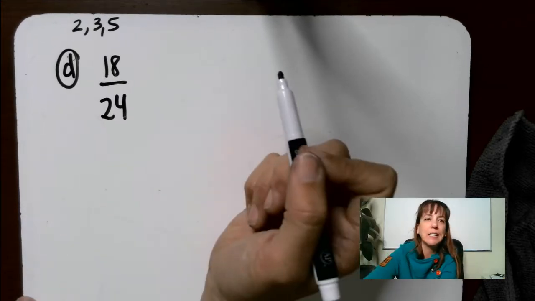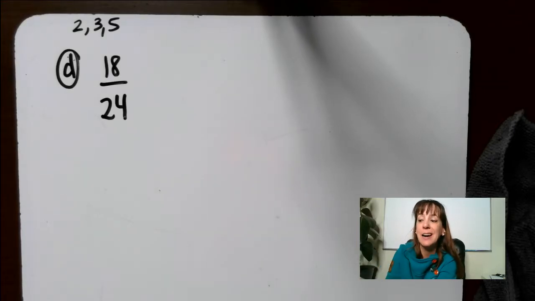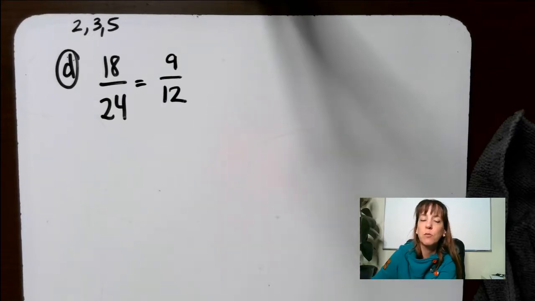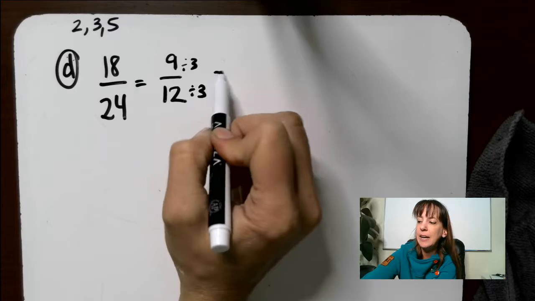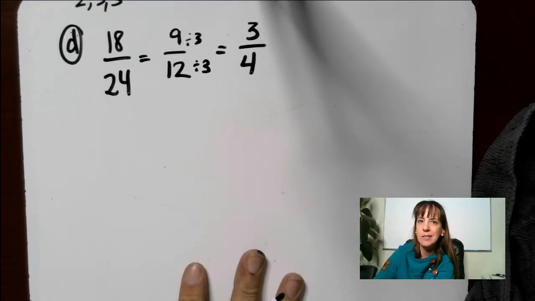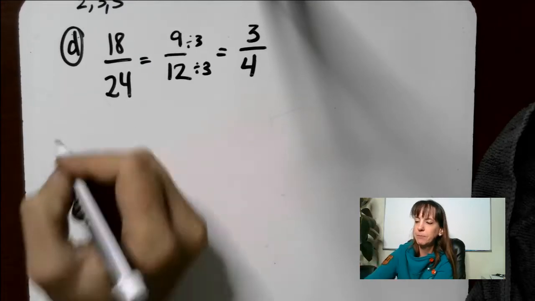I look at these, I see they're even. I'm gonna divide them by 2. And remember, dividing by 2 is just cutting things in half. So if I cut this in half, I get 9 over 12. Okay, well, I can't cut it in half again, but I do know I can divide by 3, and I end up with 3 over 4. So I don't necessarily care about the greatest common factor or anything like that. Just reduce your fractions however you want to.